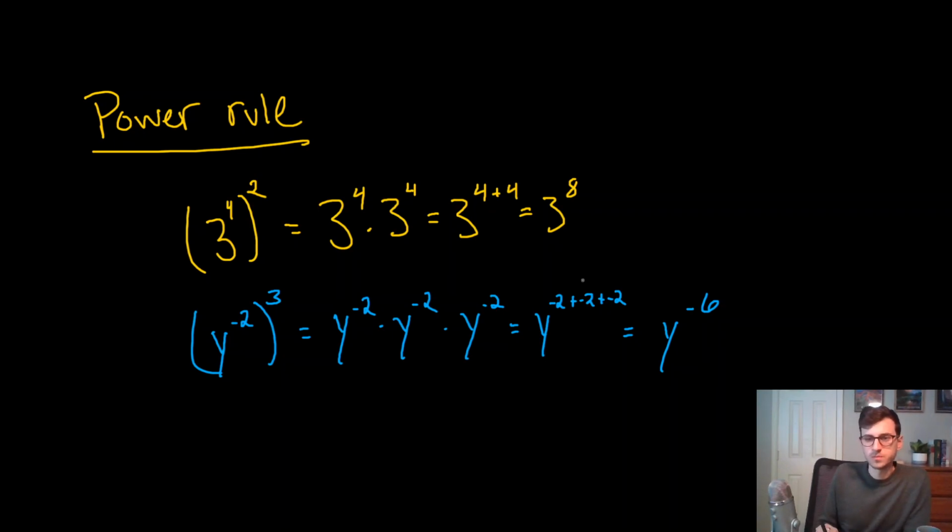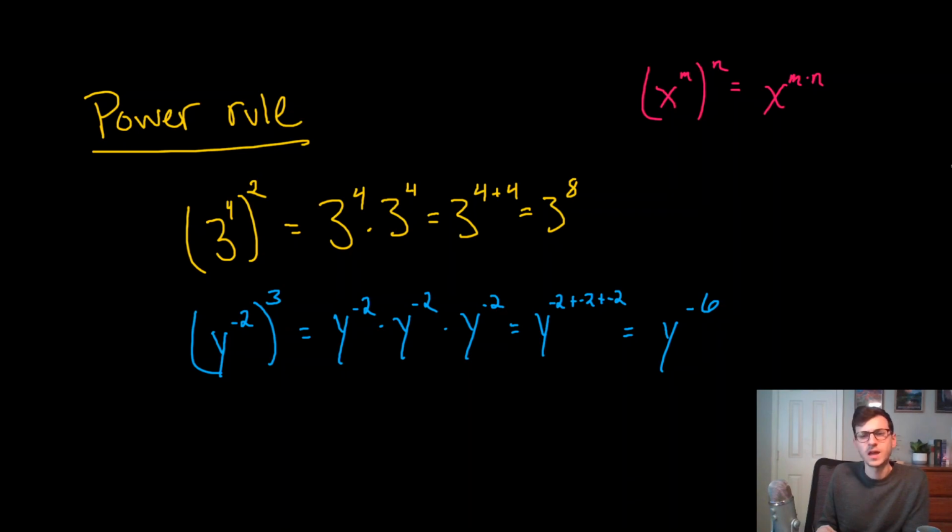Well, for the power rule, the pattern is that we take our first exponent, the exponent on the inside, and we multiply it by the exponent on the outside. So the power rule is if I have x to the m raised to the n power, that's equal to x to the m times n. Right? I have x to the m n times. I have this number on the inside this many times as I have the number on the outside. So that's the power rule.